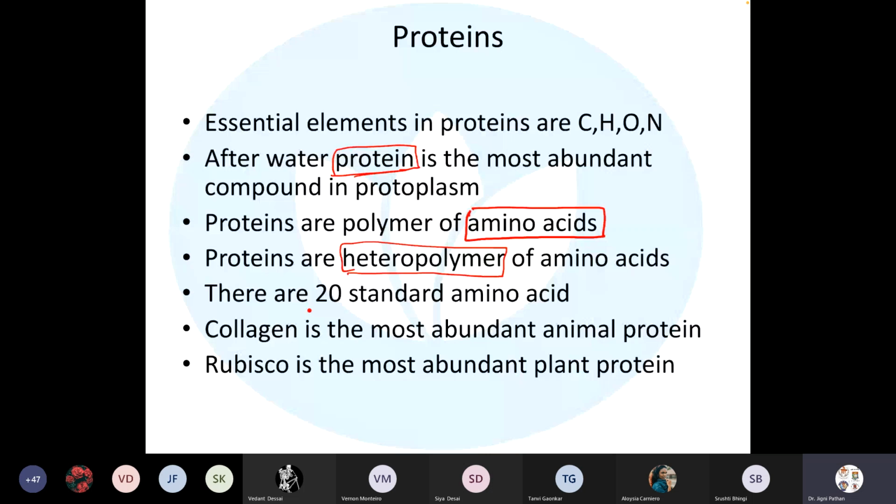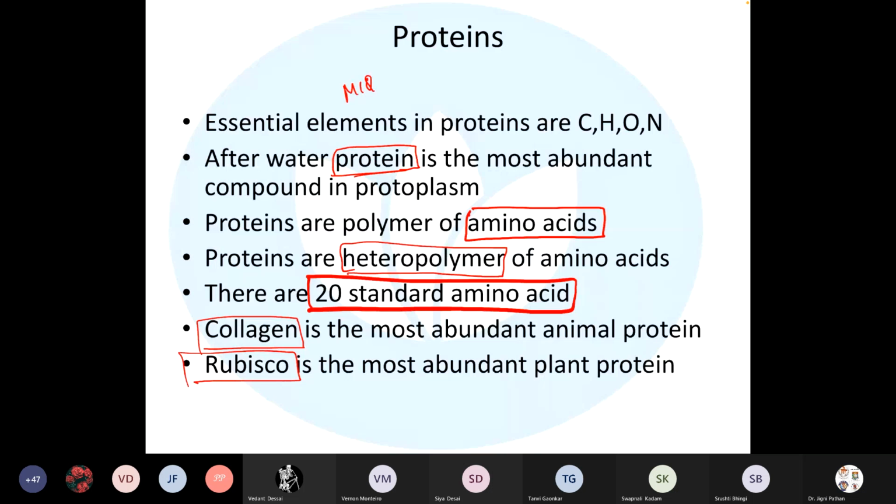Collagen is the most abundant animal protein and Rubisco is the most abundant plant protein. All are important MCQ questions. So, how many amino acids? 20 standard. Out of 20 standard, how many proteins can you make? You can make infinite proteins. Like out of letters, you can make infinite names. In the same way, the amino acids are 20 and you can make infinite proteins by different combinations. And proteins are always heteropolymers. Getting the point? Please write down.